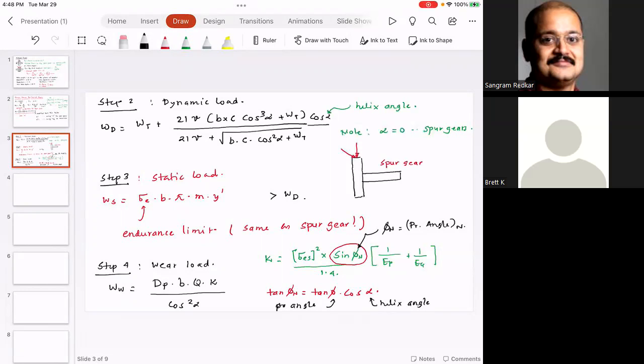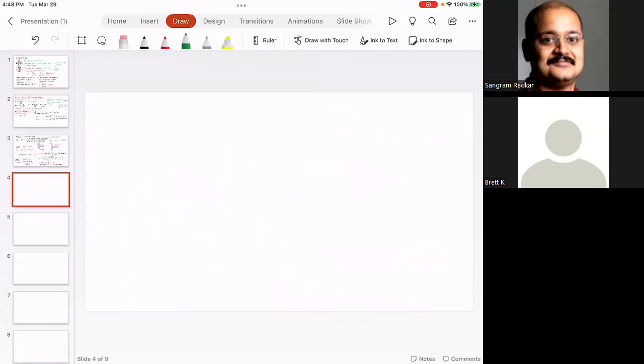Now for helical gear, what's going to happen is, because of the helix angle, we are going to have tangential load, we are going to have radial load, and we are going to have axial load. So what it means is we are going to have moments because of the radial load, moment because of the axial load, and moment because of the tangential load. So let me give you the shaft design process.